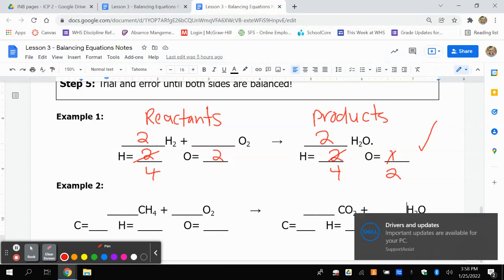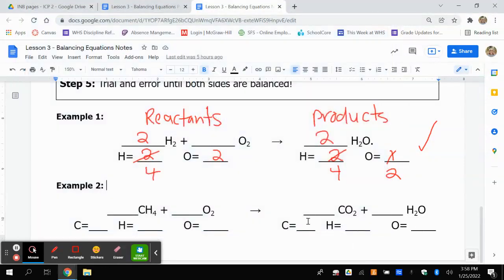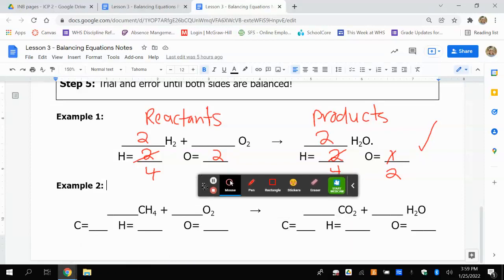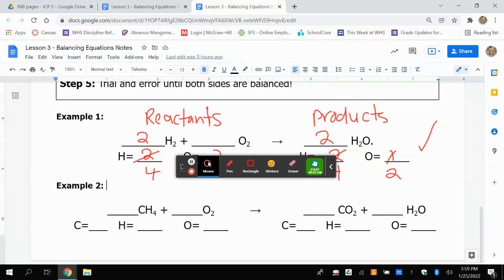Okay, for the next one, we're doing something similar. What we're doing is balancing the equation again. So we have CH4 plus O2 goes to CO2 and H2O. Let me scroll down a little bit so I have a little bit more room down there.